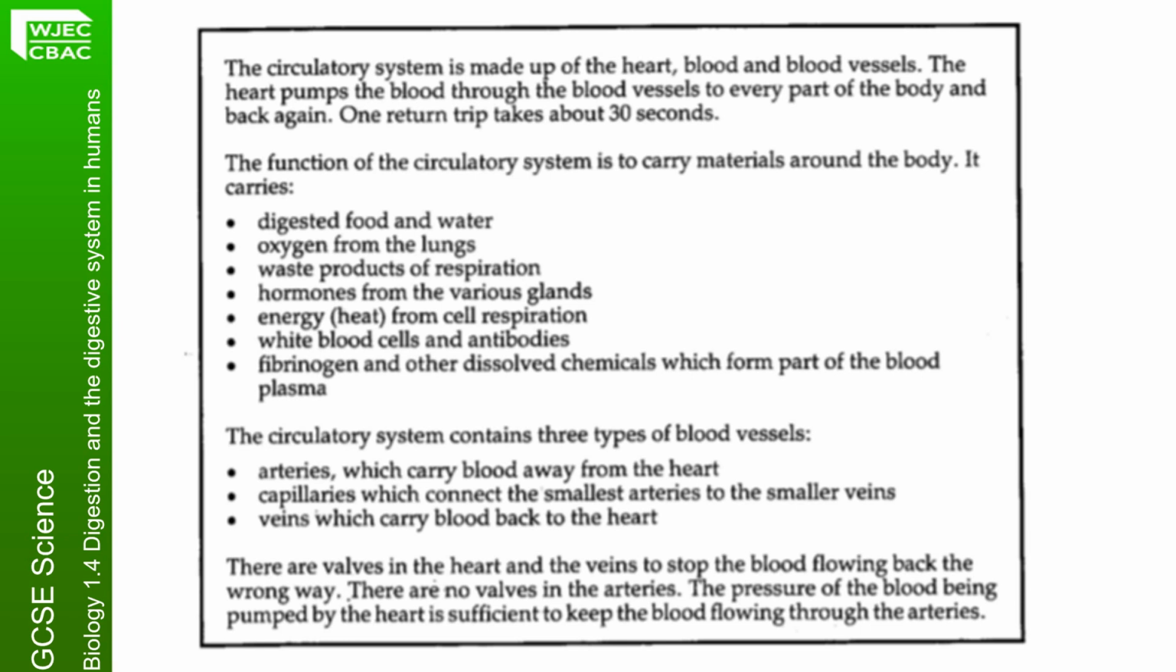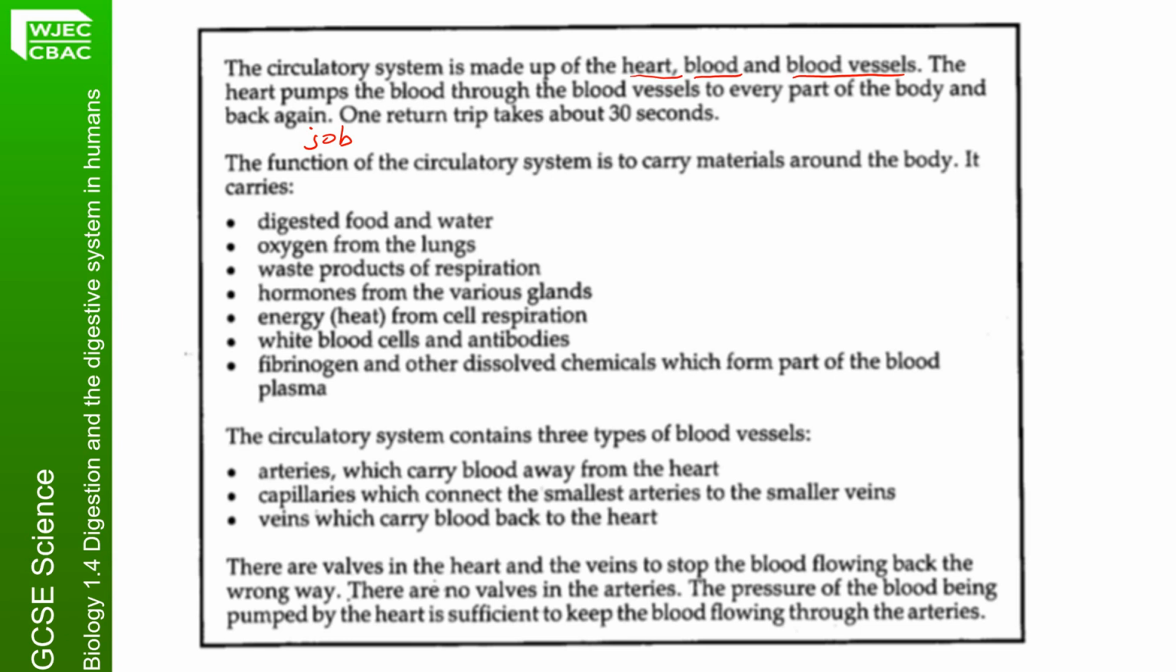The information I want you to read is also on page 2 above the questions, but I'm going to read through it with you. So the circulatory system is made up of your heart, your blood, and your blood vessels. The heart pumps the blood through the blood vessels to every part of the body and back again. One return trip takes about 30 seconds. The function, remember we said the word function is another word for job, of the circulatory system is to carry materials around the body.